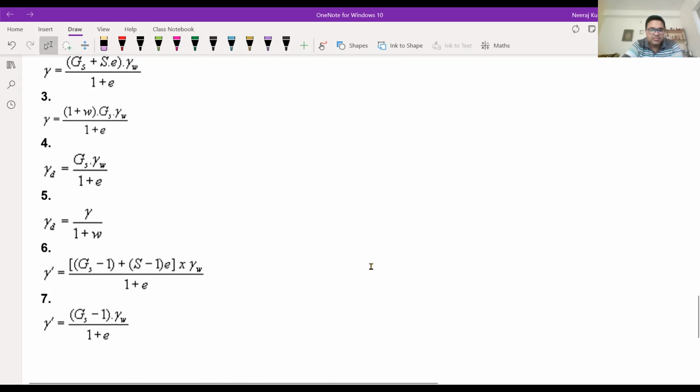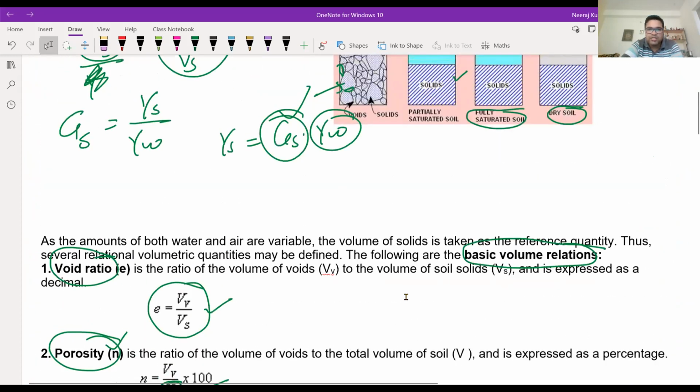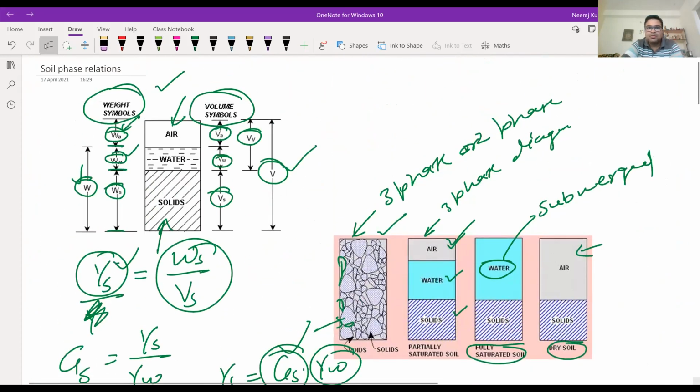All these relations I am showing you just to show that specific gravity is very important to calculate various parameters of the soil, so that we can write down the detailed reports of the soil for any particular site. These are some of the relations that I have shown you, and they are studied in the subject geotechnical engineering. Now we will go to our slide to go to the next property.